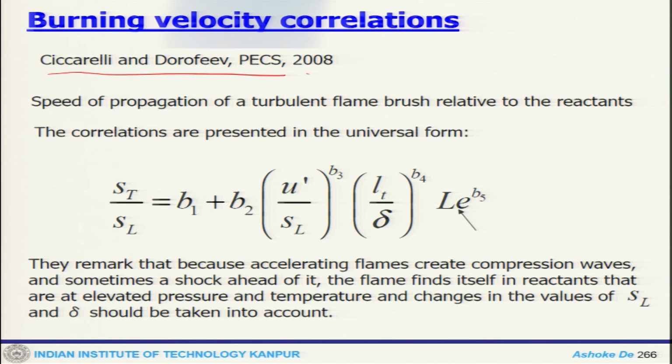So, one of the correlations which is in a universal form and can be used is that ST by SL is a constant B1 plus B2 into U prime by SL to the power B3, and then the Lewis number to the power B5. Now, because accelerating flames create compression waves and sometimes a shock ahead of them, the flame finds itself in reactants that are at elevated pressure and temperature. The change in the values of SL must be taken into account. So, this is the whole idea that one has to take into account.